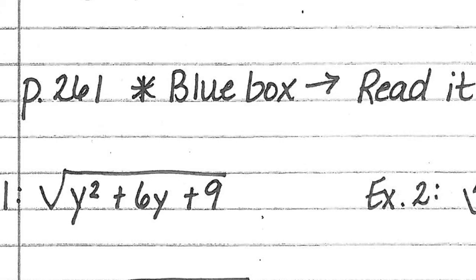All right, at this time, there is a blue box on page 261, and I would like for you to push pause and open your book to page 261 and read that blue box. It says the nth root of b, all of it to the nth, is equal to b. It says the nth root of b to the n is also b, if it is odd. And then it gives us this funky little thing that I'm going to talk about.